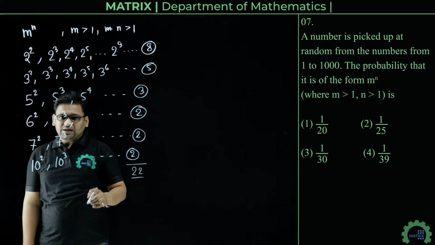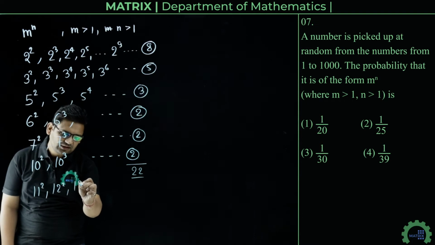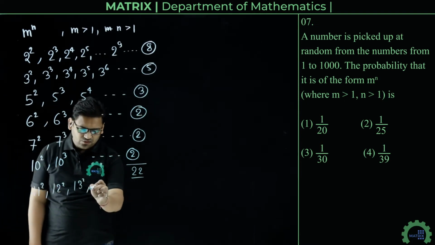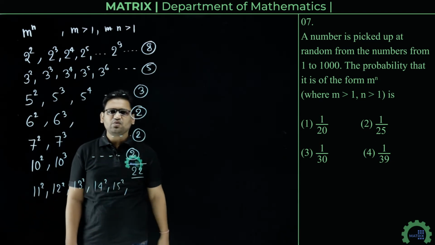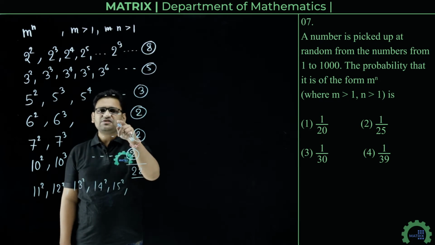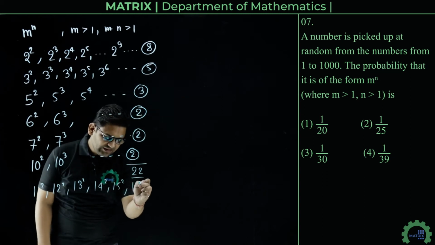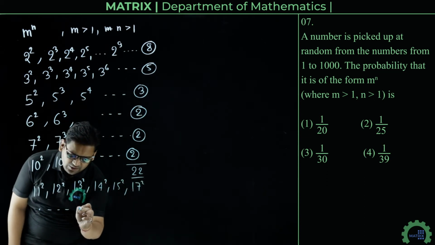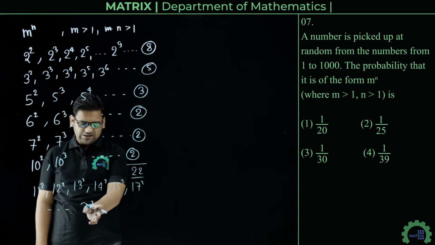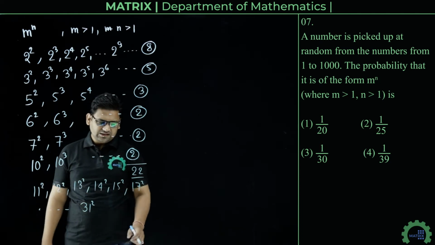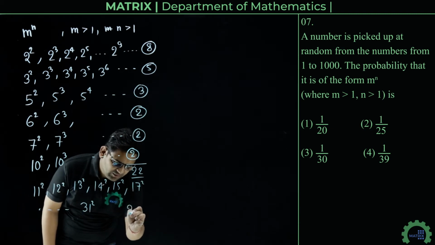Now other numbers are 11 square, 12 square, 13 square, 14 square, 15 square. Now we will not take 16 square, as 16 is a number which is equal to 2 raised to power 4 and we have already taken that cases. So after that 17 square and up to 31 square, as 31 square is 961. So from these numbers, the numbers that will be excluded are 16 square and next number will be 25 square.